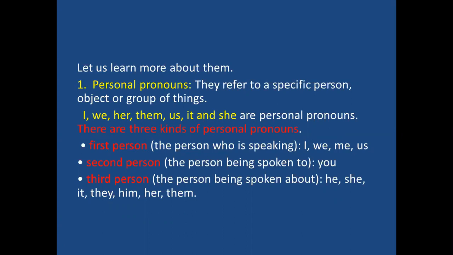Personal pronouns. They refer to a specific person, object, or group of things. I, we, her, them, us, it, and she are personal pronouns. There are 3 kinds of personal pronouns. They are in the first person, second person, and third person. First person pronouns are I, we, me, us. Second person pronoun is you. Third person pronouns are he, she, it, they, him, her, them.